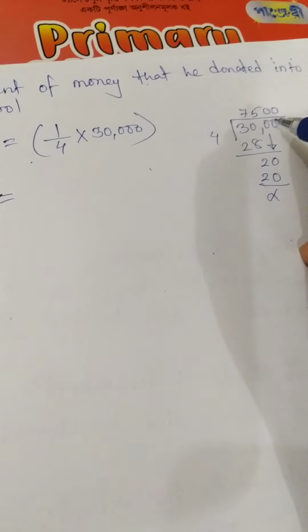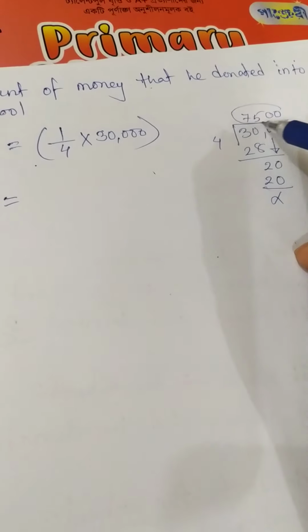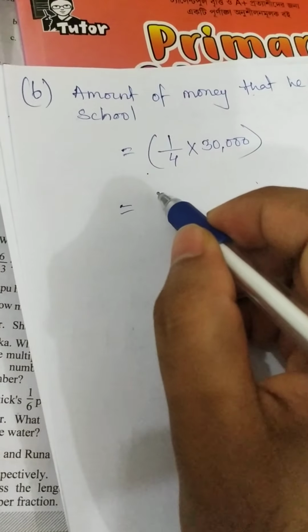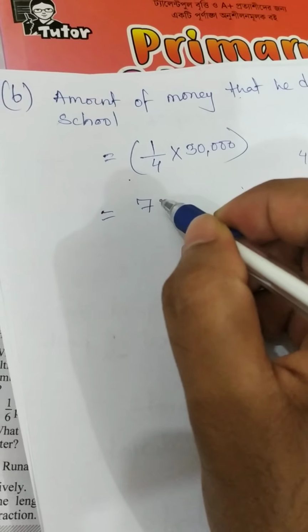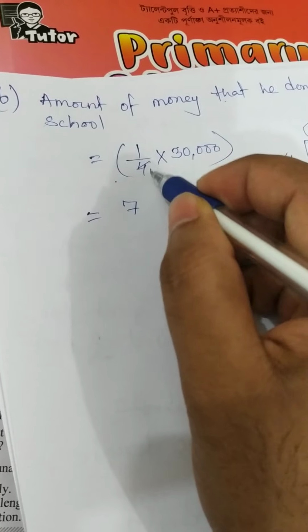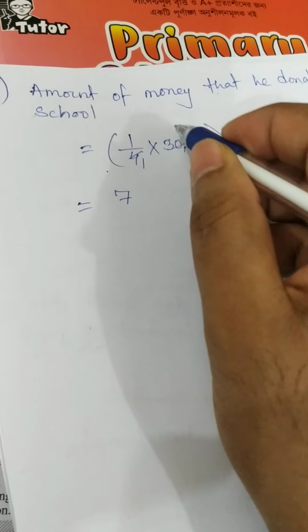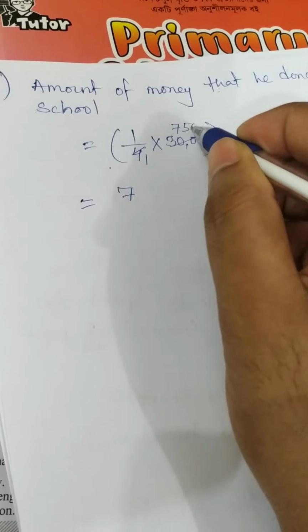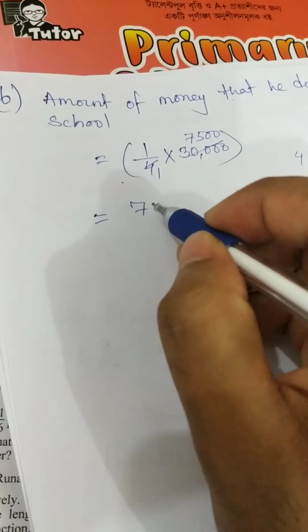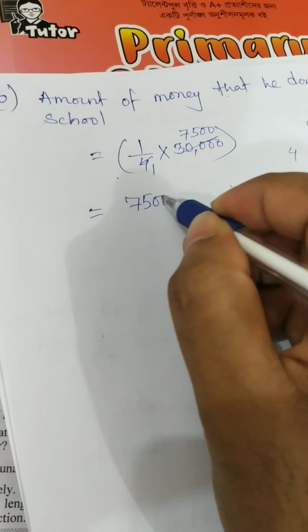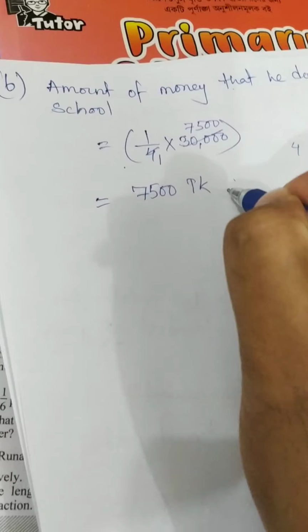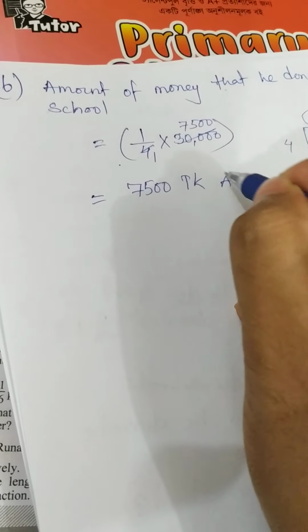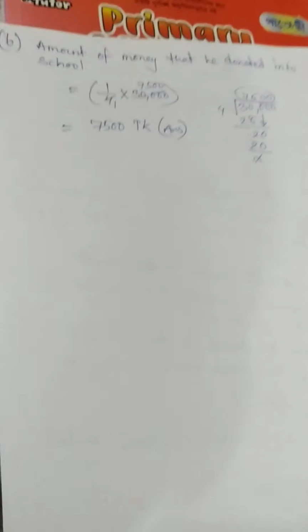Okay. So what is the answer? 7,500. So we can write 7,000, 4 ones are 4. 4 into 7,500 equals 30,000. So the answer is 7,500 taka. Okay, this is my answer. Very simple.